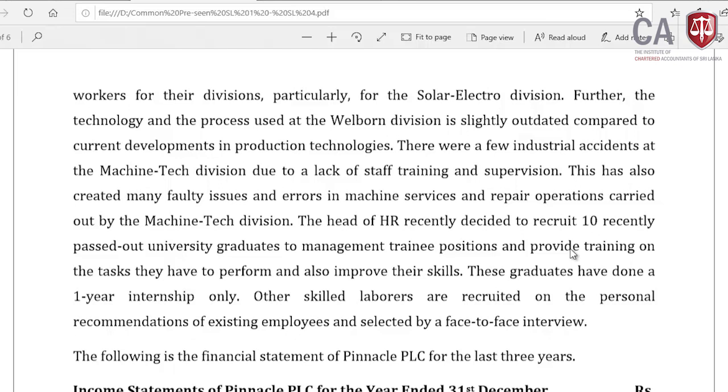Recently, they have taken decisions to recruit 10 passed out university graduates as management trainees. These graduates have done a 1 year internship only. They do not have the required experience, only 1 year internship training. Other skilled laborers are recruited on the personal recommendation of existing employees and selected by face-to-face interviews.